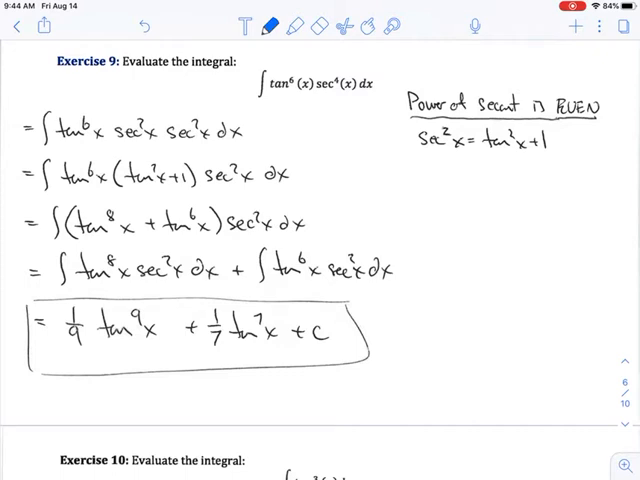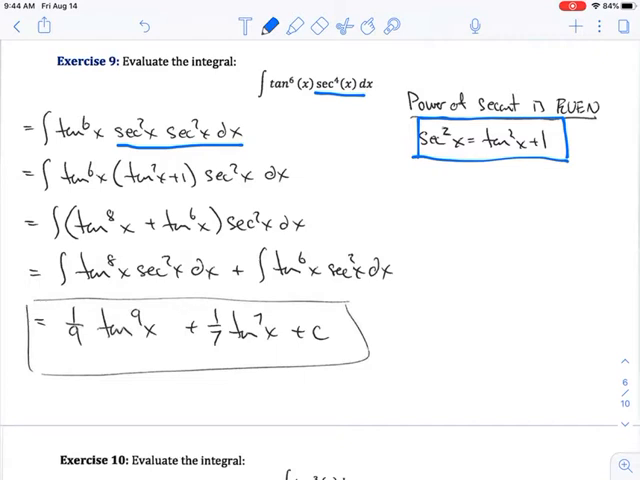In this particular case, we have secant to an even power. So the strategy is we're going to break secant to the 4th into secant squared times secant squared. Then we're going to use secant squared x is equal to tangent squared x plus 1. This is another one of the Pythagorean identities. And we will substitute that in here for one of the secant squareds.